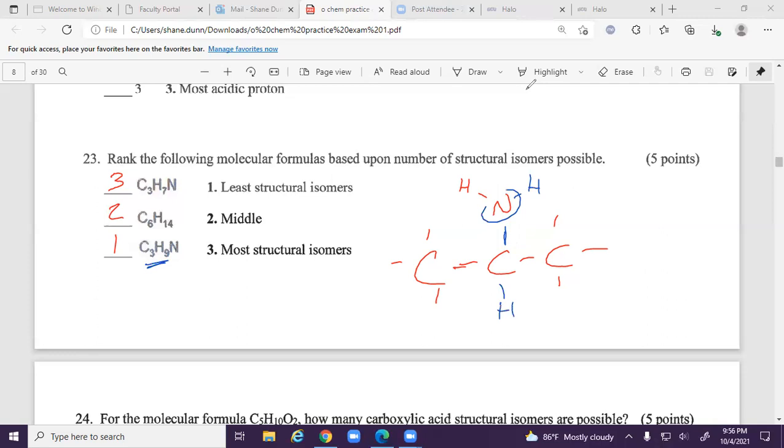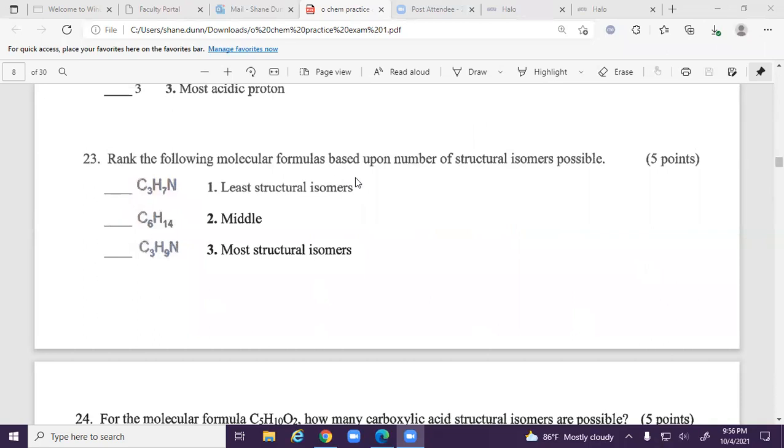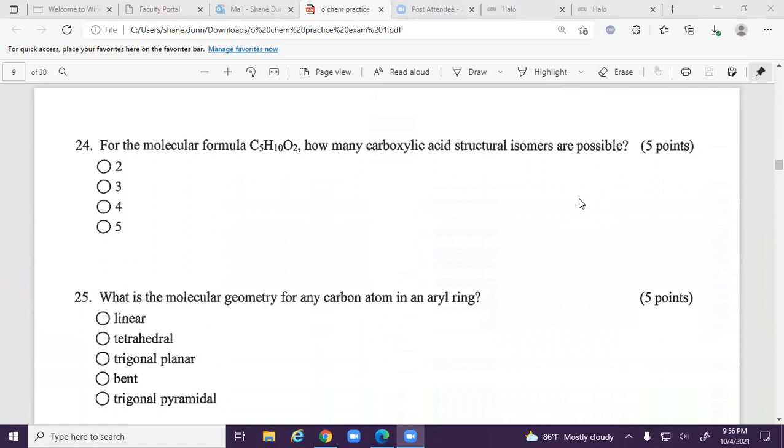Does it make sense? I went from a whole bunch to 2. Either have it in the end or have it in the middle, that's it. Does that make sense? That's why that one is so few. That's how I'd approach this one without doing it. If you can't see that, that's okay. I would do this one first and just draw them all out. Make sense? Okay. Next question: this formula has how many carboxylic acid structures possible?